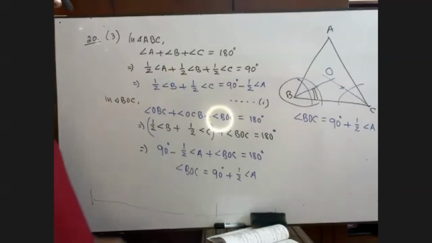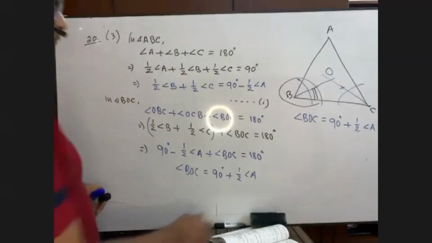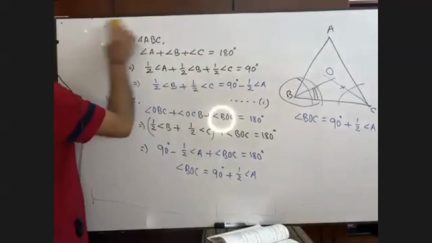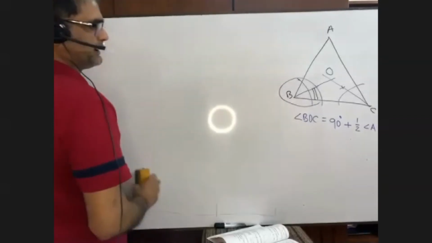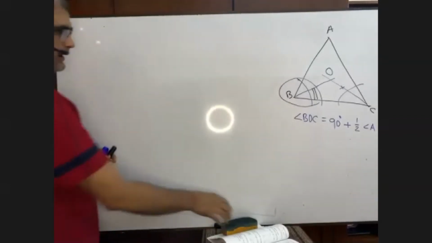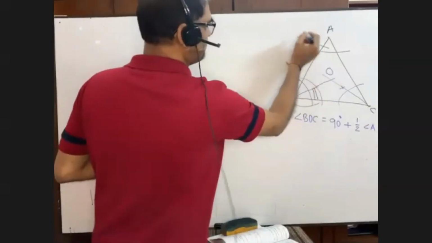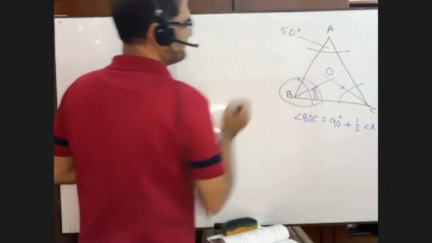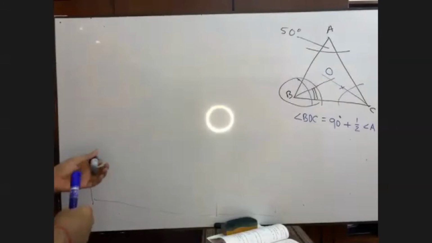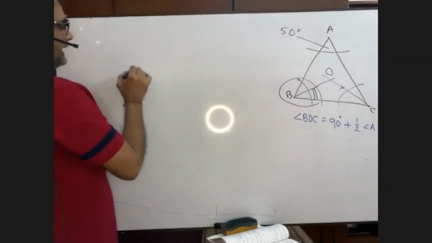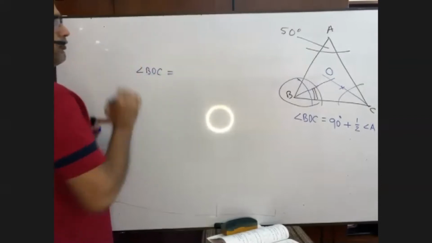Okay, anyway, now this is done, but the math will be given like this. What will be given in the examination, you know? It will be given that angle A is 50 degree, and nothing else will be given. You will be told to determine what BOC equals.